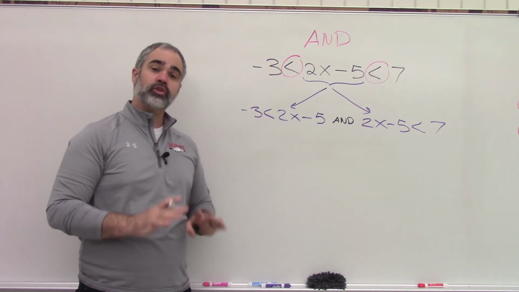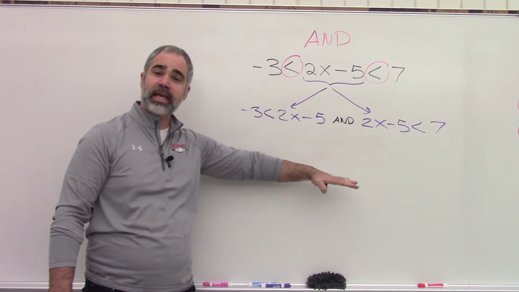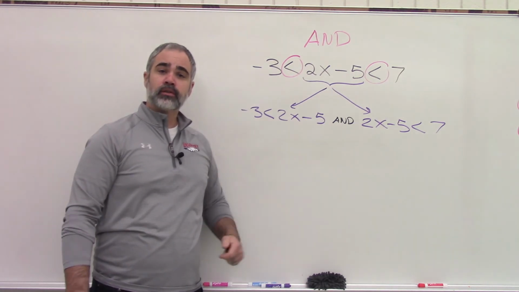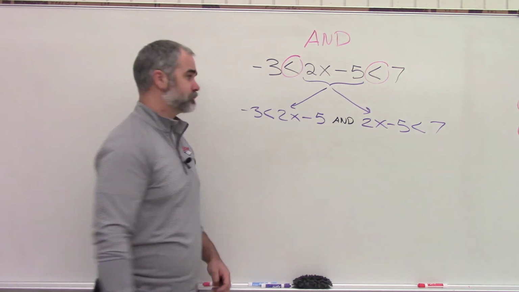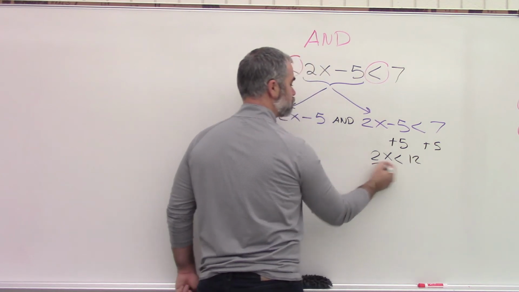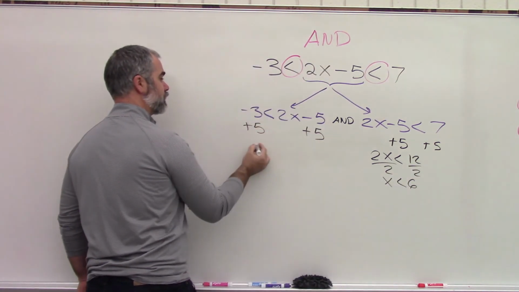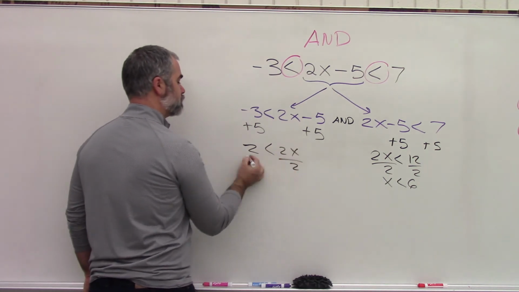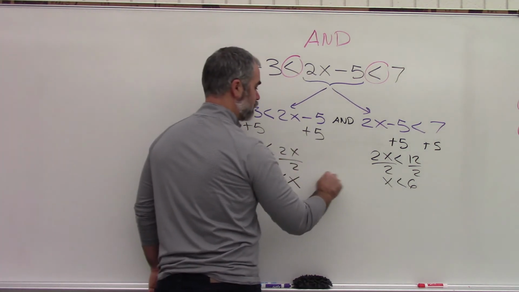Once you have your two inequalities, now you can solve them and graph them just like you would any other problem. Let's go ahead and do that. I think you guys know how to solve stuff, so I'm going to speed this up. Add 5 to both sides: 2x is less than 12, divide by 2, x is less than 6. In this one, we add 5 and get 2 is less than or equal to 2x, divide by 2, and I get x is greater than or equal to 1. So that's our one.